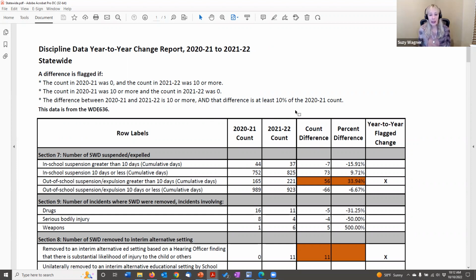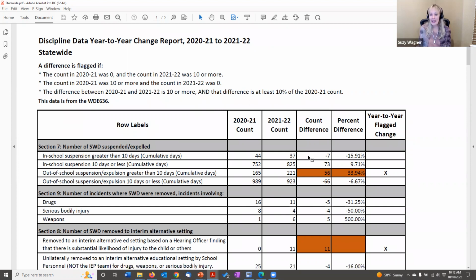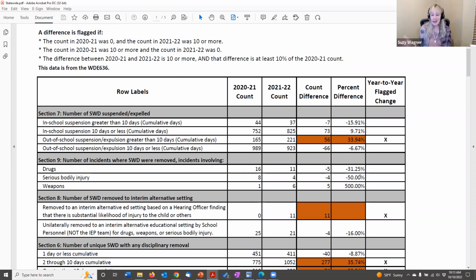What we want you to do here is to look at the numbers and make sure that they make sense. Make sure that your data is accurate, and then notice any cells that are highlighted. If there's been an increase or decrease of 10 or more in your numbers, or 10% or more in the percent difference, we flag those. That doesn't mean anything's wrong.